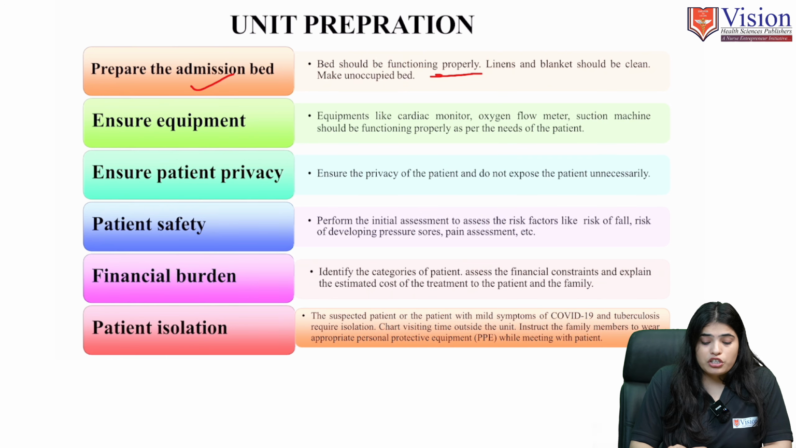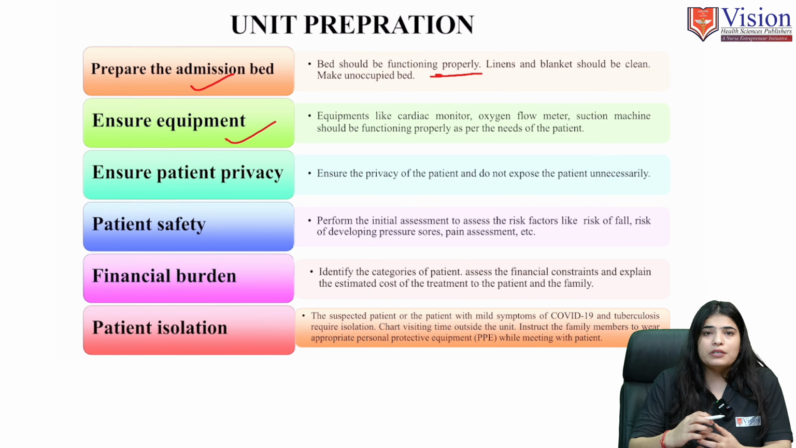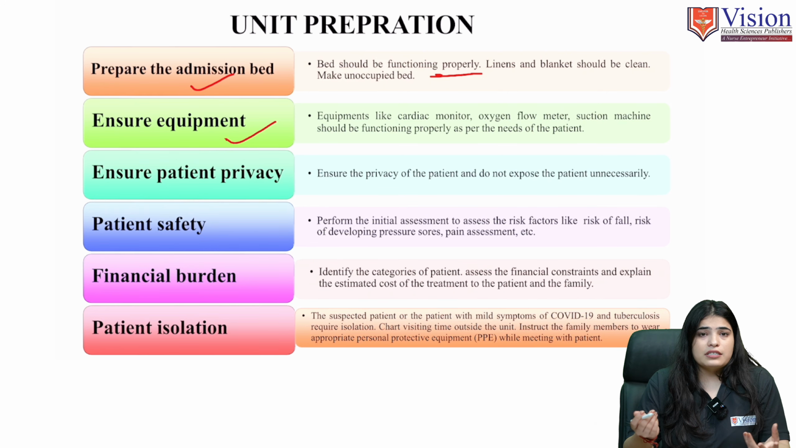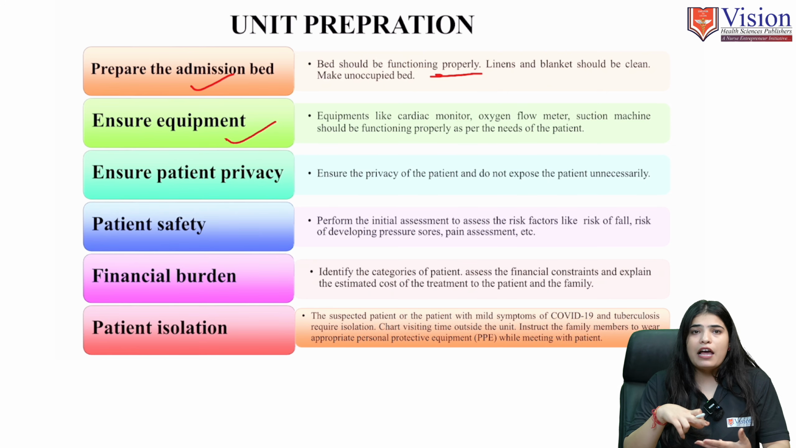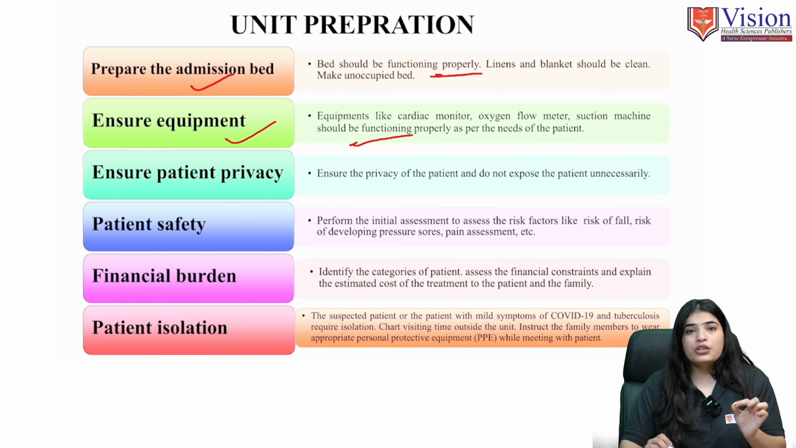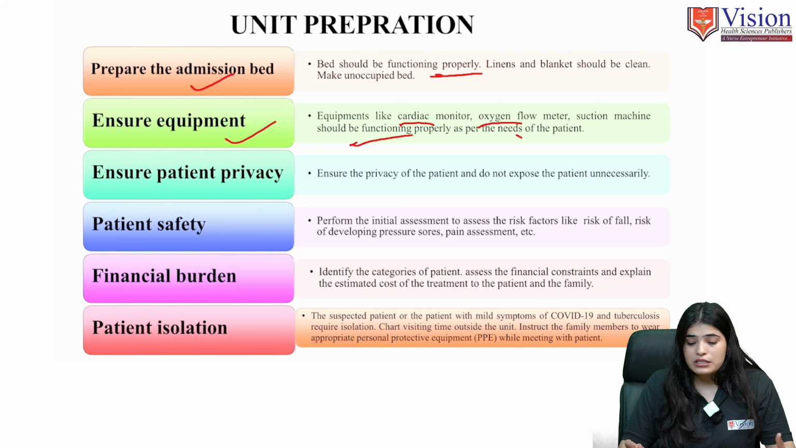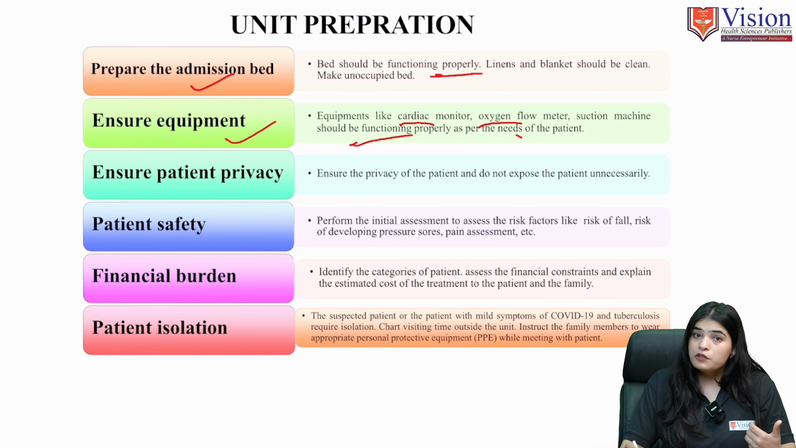After that, we have to ensure the equipments. Students, the admission can be on the basis of many things, like it can be an emergency admission, it can be a routine admission, and we have to know what kind of patient is coming into the hospital, and we have to make sure that all the equipments required for that particular patient are there. For example, cardiac monitors, oxygen flow meters, oxygen cylinders, suction machines, or the emergency drugs which will be needed in that particular condition.